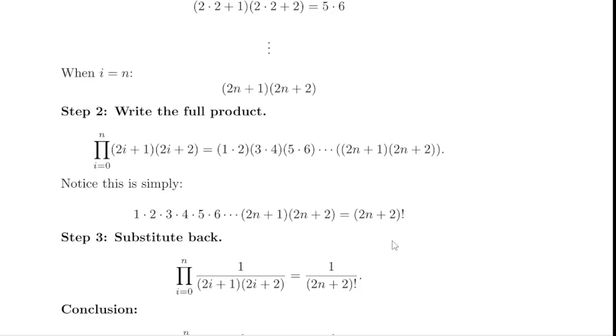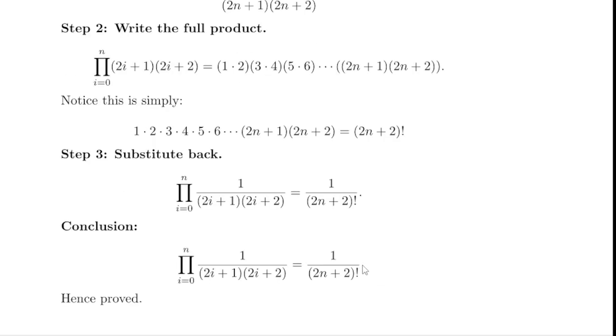So therefore, if we substitute it back, we have the product from i equals 0 to n of 1 over (2i plus 1)(2i plus 2) is the same thing as just 1 over (2n plus 2) factorial. And so this is proved.